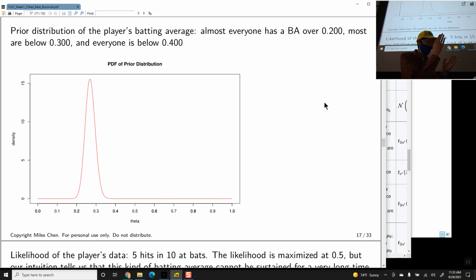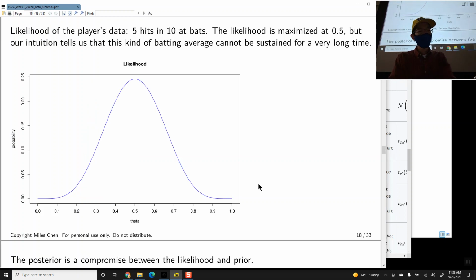This was prior to looking at our data, we had shape parameters 81 and 19, okay? And therefore, most of the values are between 0.2 and 0.3. Everything is below 0.4. This is what we've established as our prior distribution. This is the likelihood of our data. This player had 5 hits out of 10 at-bats, and therefore, the likelihood is maximized at 0.5.